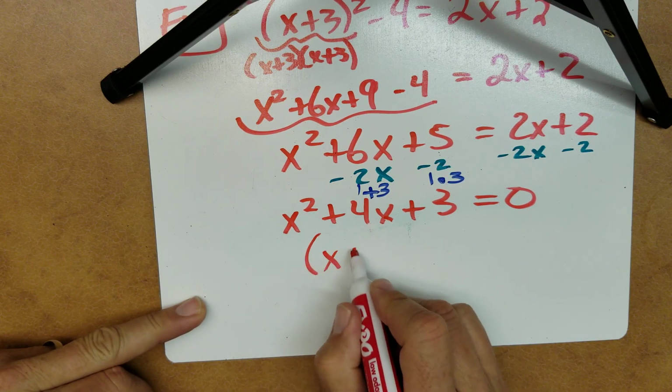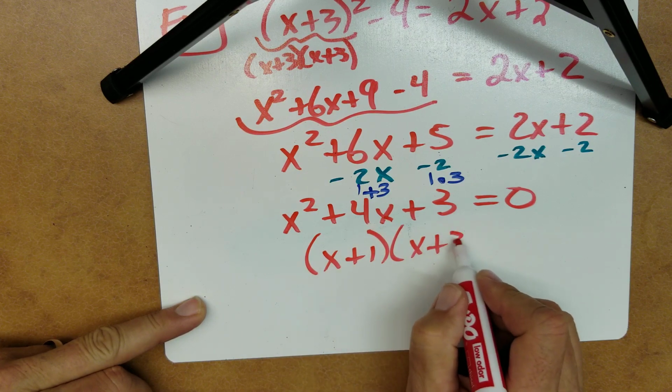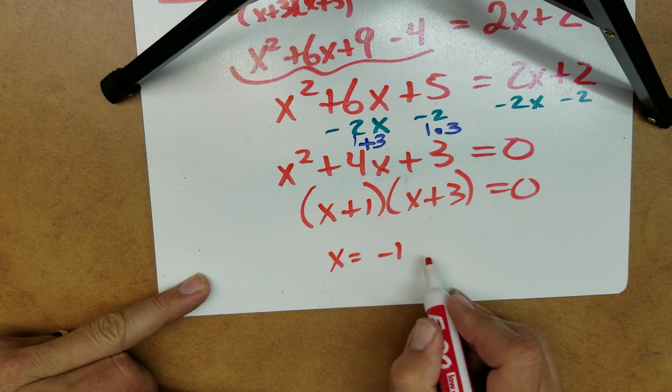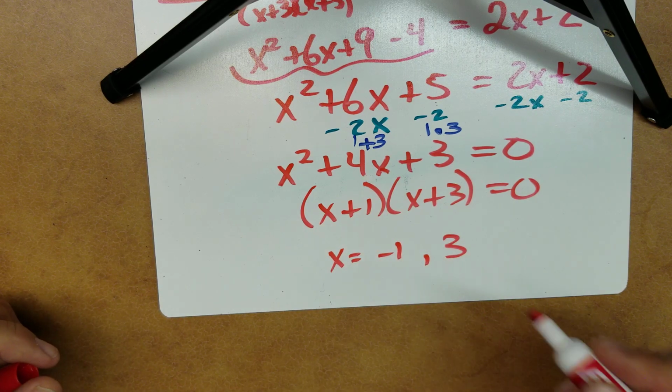But here's what I'm going to do. I'm going to do x plus 1, and then I'm going to do x plus 3. That equals 0. And you know how to do this. I should get 2 answers. X equals negative 1 and 3. But wait, we're not done.